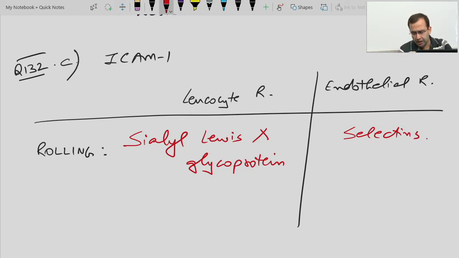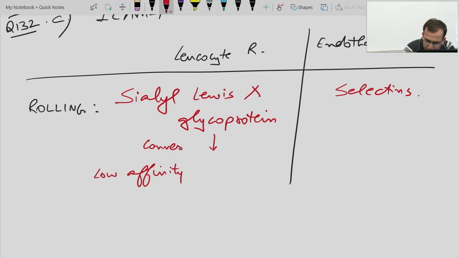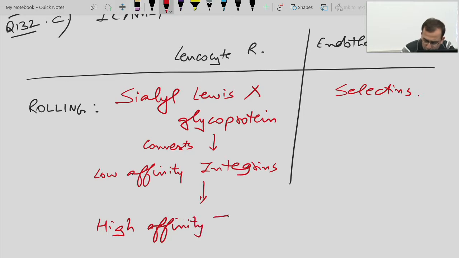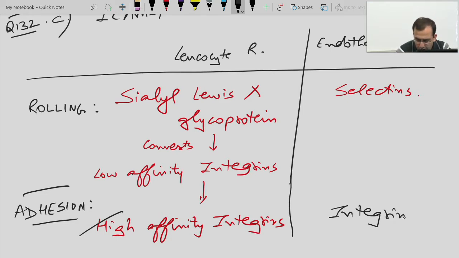When rolling is taking place, it converts low affinity integrins to high affinity integrins. As a result, adhesion takes place, because of the binding of high affinity integrins with integrin ligands.